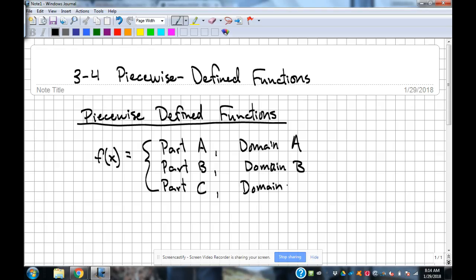And our job is going to be to find the domain, the range, any intercepts that we have, and then this thing called continuity, which is the easiest part. Continuity is the hardest word, but the easiest part of this particular thing.